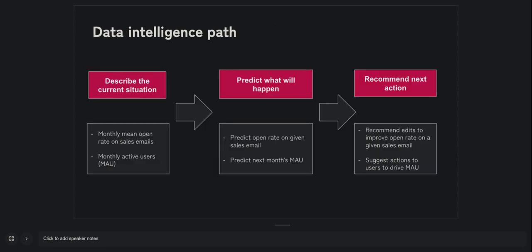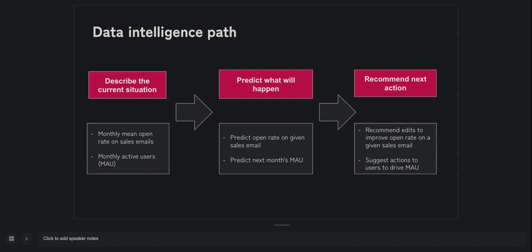And then the last thing I'll focus on is kind of the overall data intelligence path. You always want to start out by describing the current situation, so descriptive statistics. Examples of these would be the monthly mean open rate on sales emails, or your number of monthly active users, MAU. The next step is to try to use those descriptive statistics to predict what will happen. That's predictive modeling, machine learning. So the next steps here in our kind of example cases would be predicting open rates on a given sales email, or predicting next month's MAU based on what you have currently in your data.